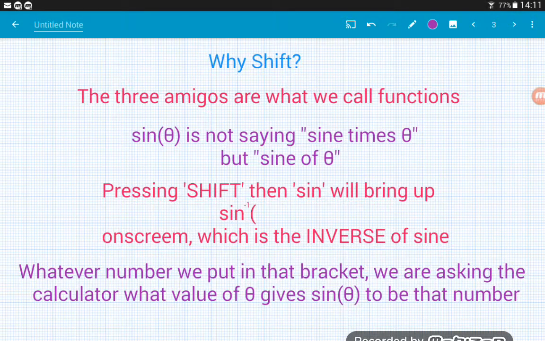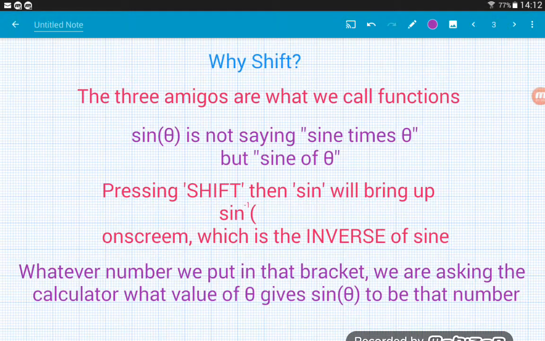So the reason that we need the shift button is that if we first of all press shift and then one of the trig buttons, it will bring us up what's called the inverse function of that trig function. So if we press shift and the sine, then we get a little sine to the -1 with an open bracket, and that just means the inverse sine.